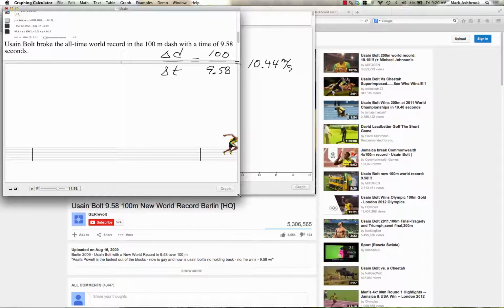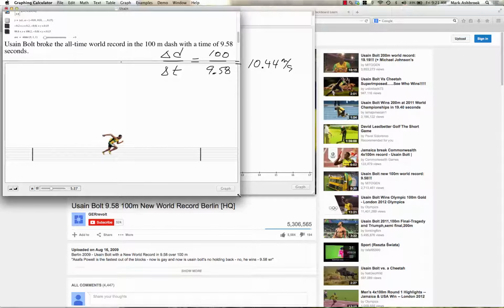And you said, how fast did he go? What does that number mean? 10.44 meters per second. What does that number mean? Every second that went by, he went 10.44 meters. Is that what that number means? Is that what he did? No, so you were right. That's what that number means. That number means every second, the distance changes 10.44.